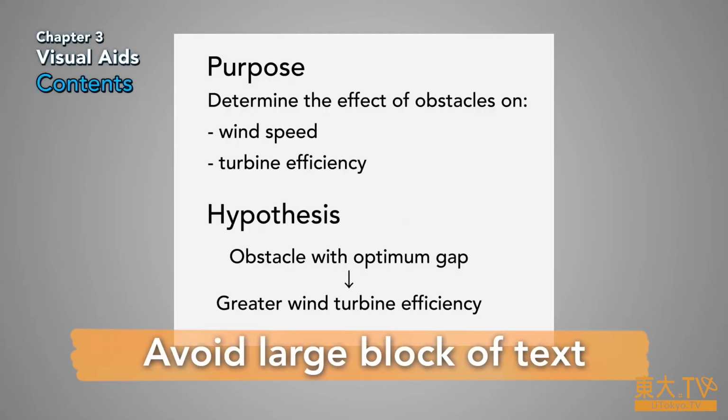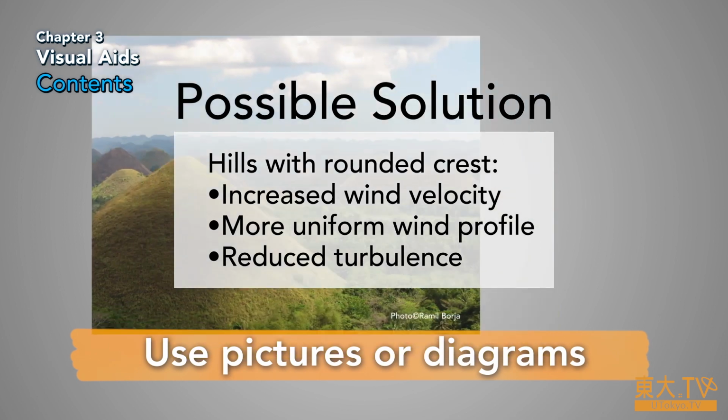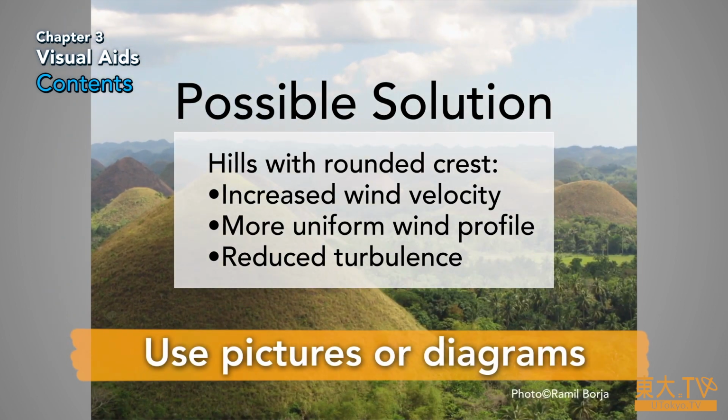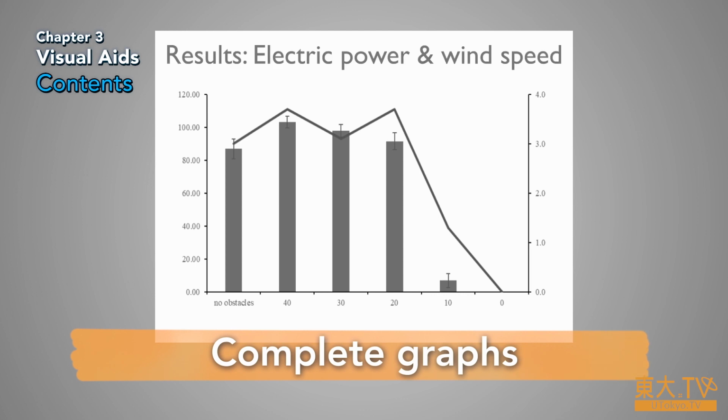Use text sparingly. Summarize, itemize, and highlight your points. Use pictures or diagrams to describe or emphasize. Check that the graphs are complete with a concise title, axis labels, and legends. For comparing data with two or more groups on a graph, make sure the groups are easily distinguishable by color, line styles, or type of graph.